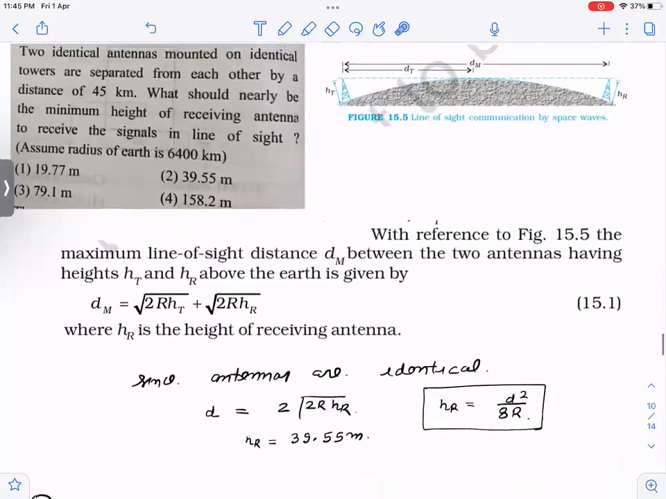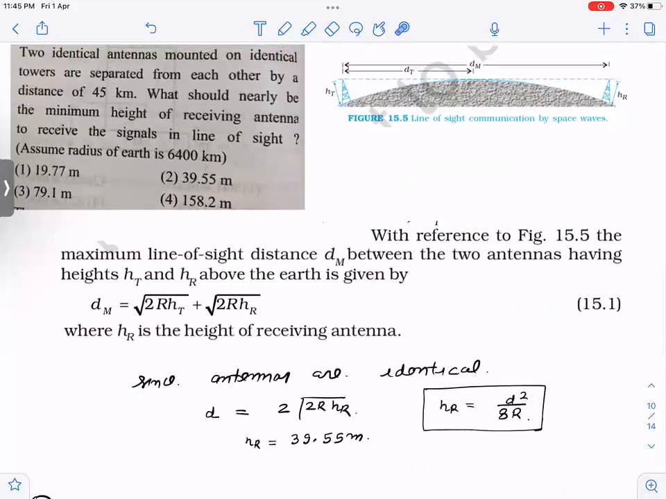So second one is, now there are 2 identical antennas mounted on identical towers, right? So this is one tower you are seeing. This is another tower. This diagram I have taken from NCERT. They are separated from each other by a distance of 45 kilometers. So this is 45 kilometer distance. What should nearly be the minimum height of receiving antenna to receive the signal in line of sight? Radius of Earth is given, right?